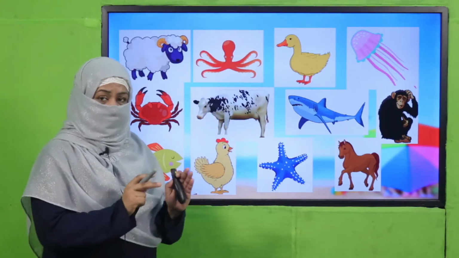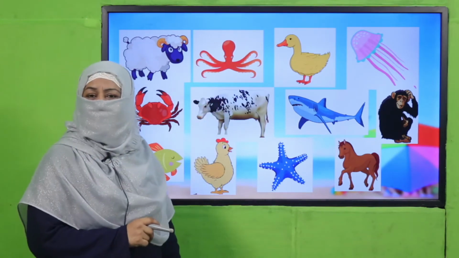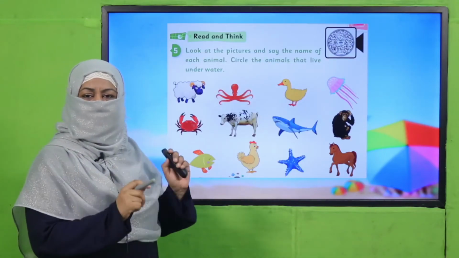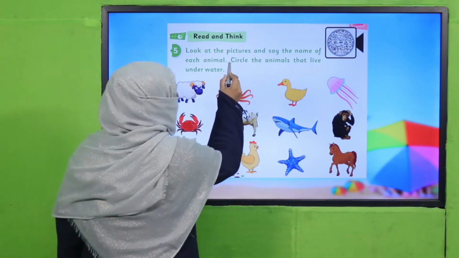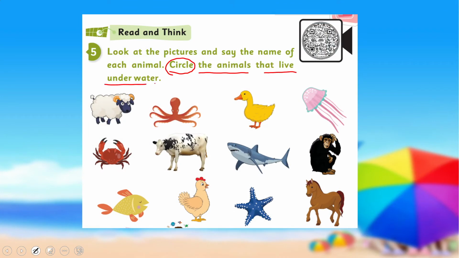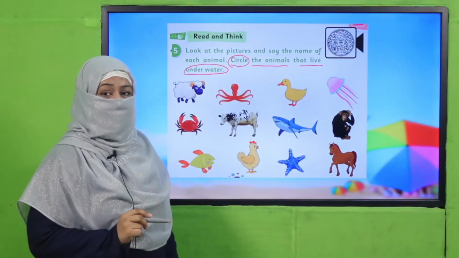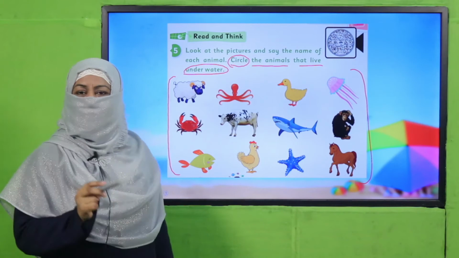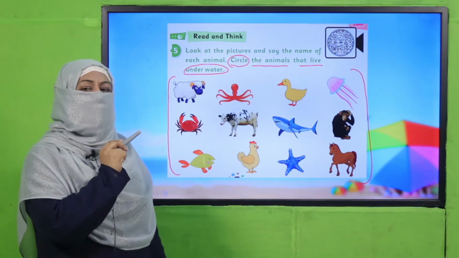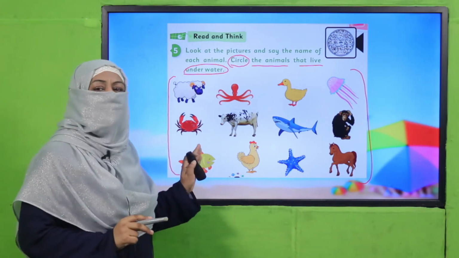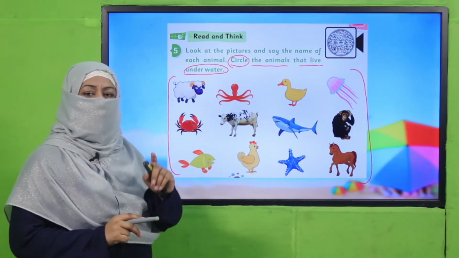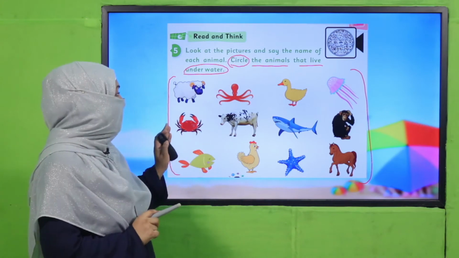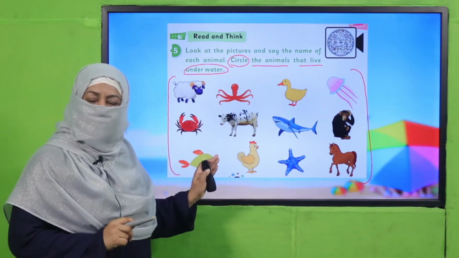Now we recognize them. We know names of all the animals which are given in your book. Now we are going to categorize them. Basically there are only two categories. You have to circle the animals that live underwater, out of this picture. And the rest of the animals you have to do nothing with. It means there are two categories out of this group, one which lives underwater and one which does not. So pause the video, circle the animals which live underwater and come back.